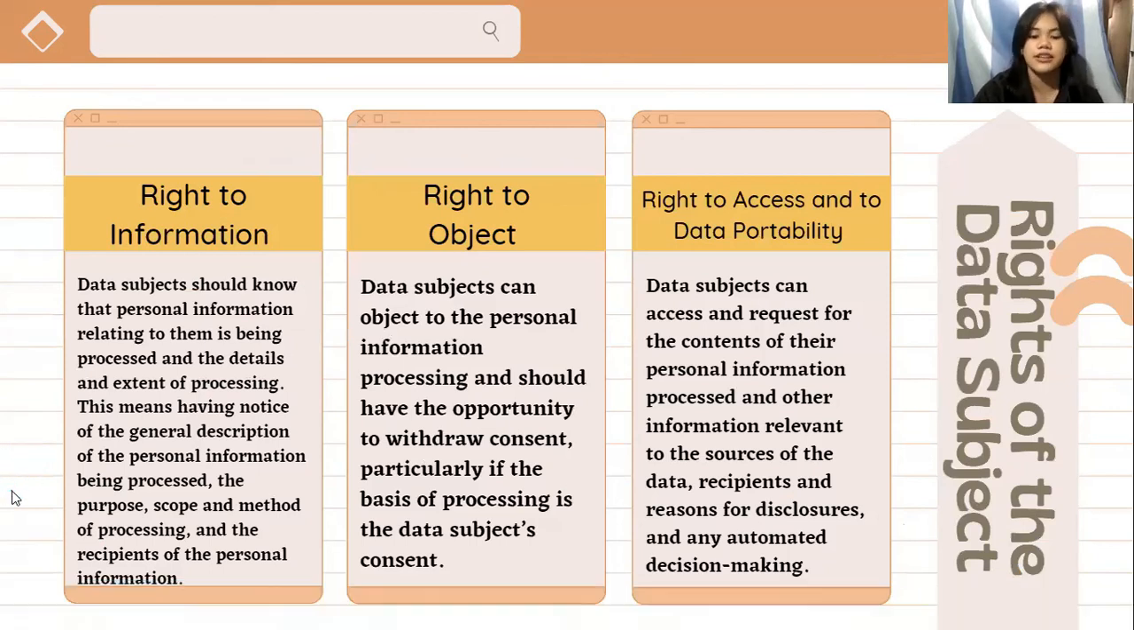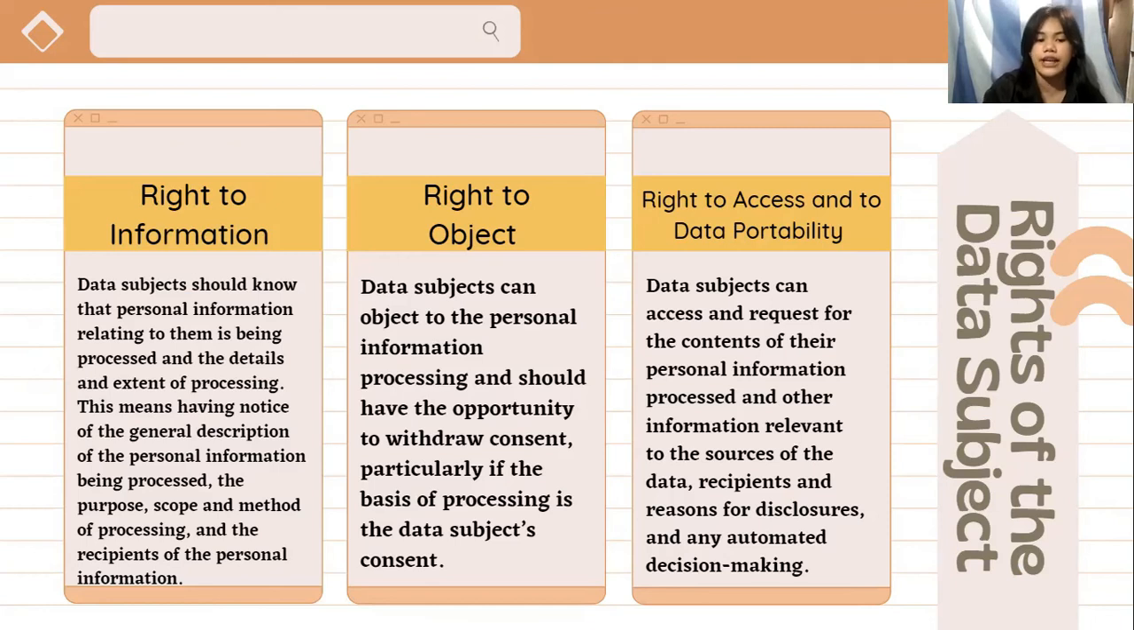So now let's discuss the rights of the data subject. There are 6. Let's start first with the right to information. The data subject should know that personal information relating to them is being processed and the details of the extent of processing. This means having notice of the general description of the personal information being processed, the purpose, the scope, the method of processing, and the recipient of the personal information as well. Next is the right to object. The data subject can object to the personal information processing and should have the opportunity to withdraw consent, particularly if the basis of processing is the data subject's consent.